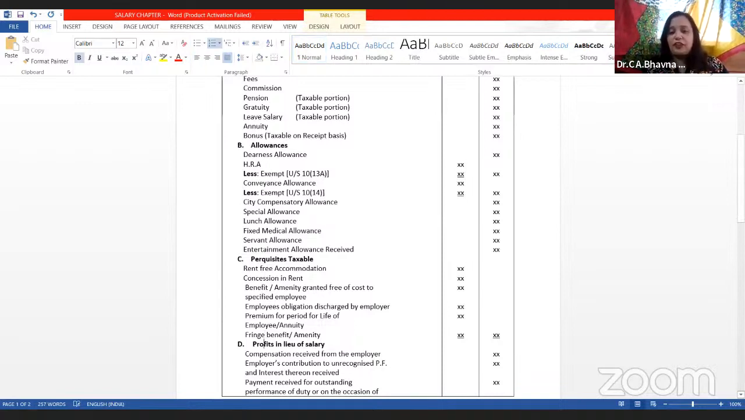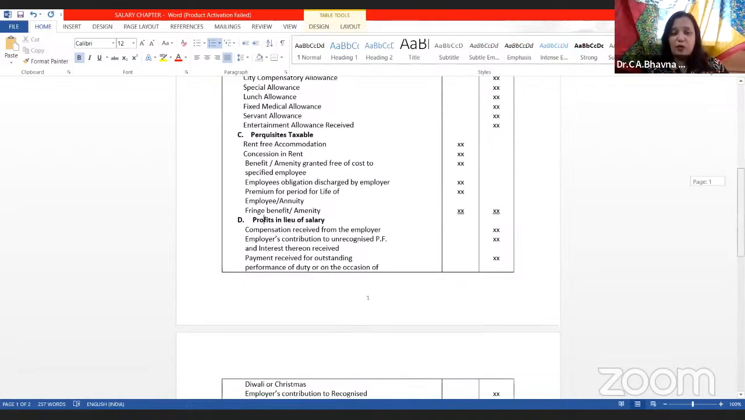Then coming to profits in lieu of salary. Apart from this, if I get anything else from my employer, like compensation received from the employer, that is part of my salary.